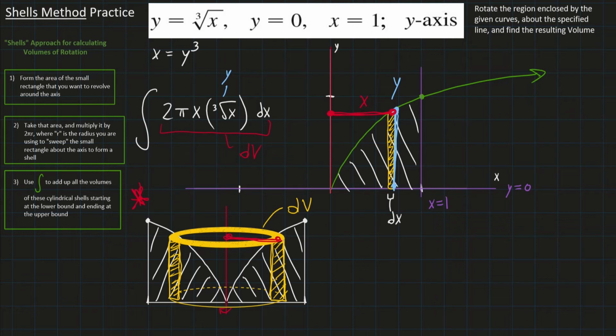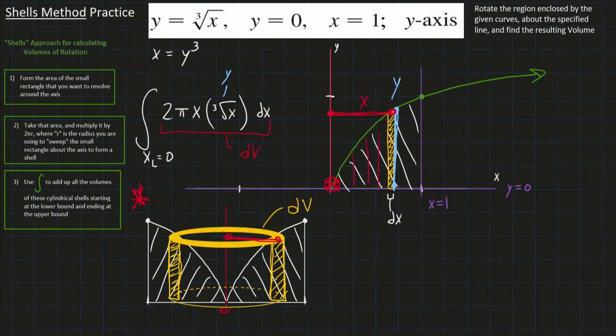So for the bounds, let's try to find the first shell, the one at our lower x. Well, that's going to be this one right here. Imagine putting that guy around. That's going to make our very first shell. And the x of that will be 0. So our x lower bound will equal 0.